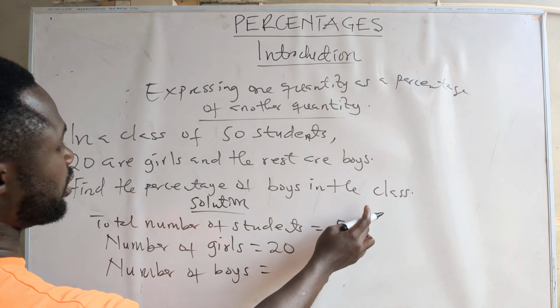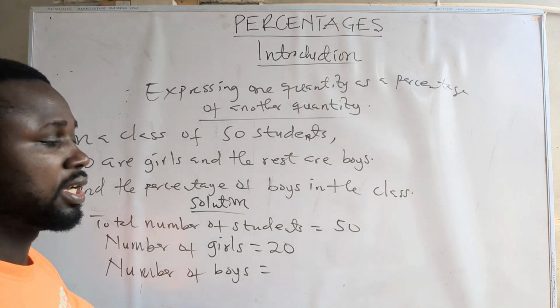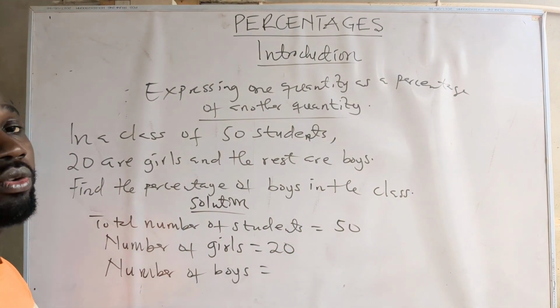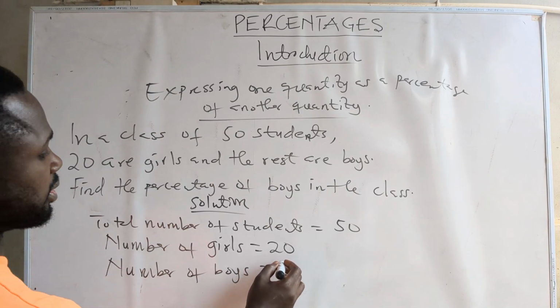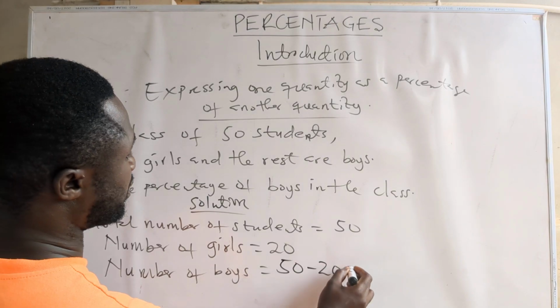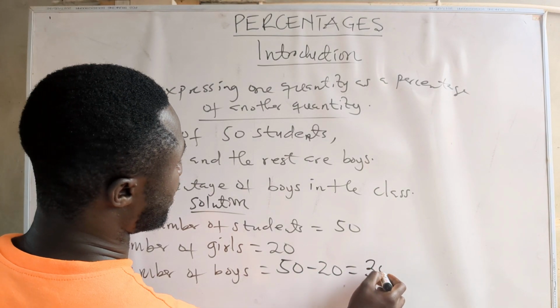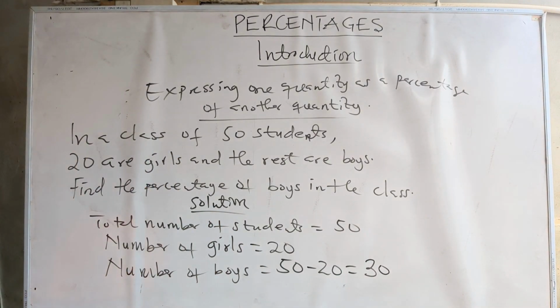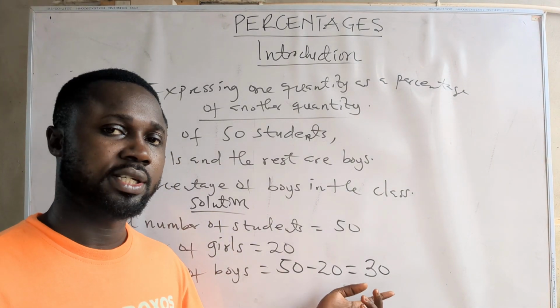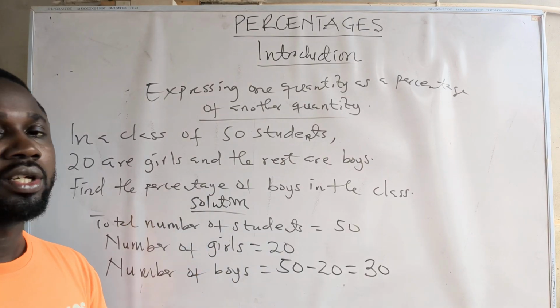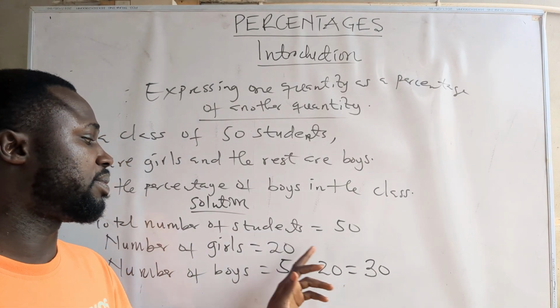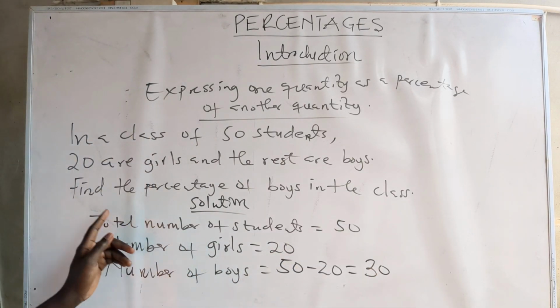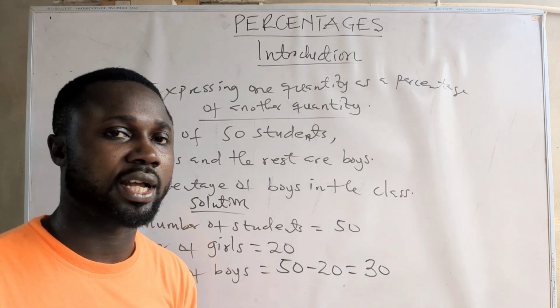If the rest are boys, then the number of boys will be what? The total number of students, they are 50 and the girls are 20. So if the rest are boys, automatically 50 minus 20. 50 minus 20 will give us what? 30. So it means that there are 30 boys in the class and 20 girls also in the class. And 30 plus 20 will give us the 50. And you are supposed to find the percentage of boys in the class.